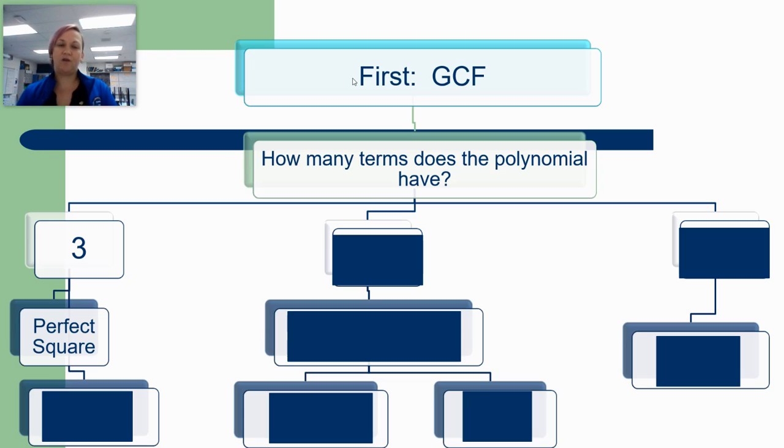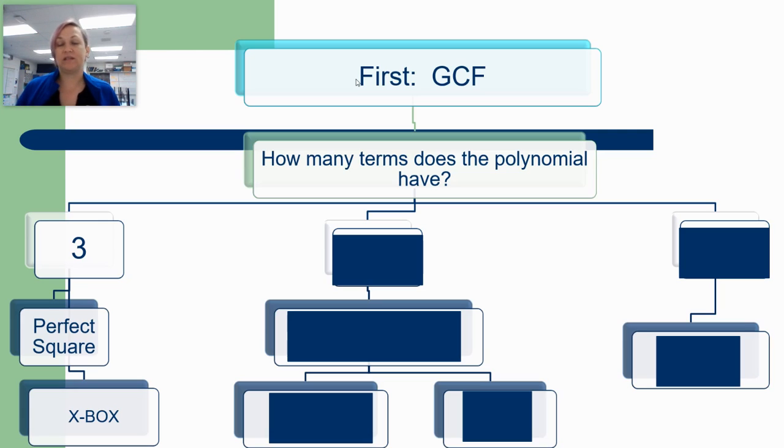Otherwise, if you can't tell if it's a perfect square, or if you even want to just skip that step, every trinomial should be done using Xbox. So try Xbox. Sometimes it works, sometimes it doesn't. Most of the time it does work. There are some times where it doesn't. So those are the 2 different ways that you can factor a trinomial.